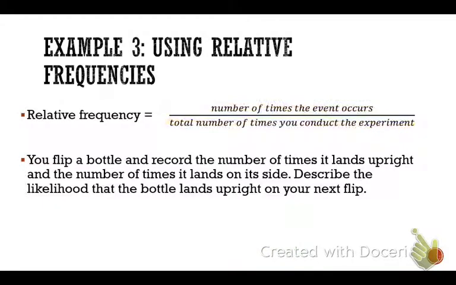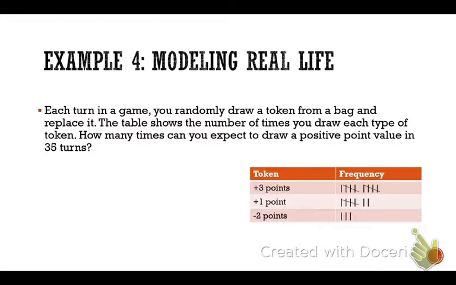Okay, look at example 4. In example 4, let's read it together. It says, each turn in a game, you randomly draw a token from a bag and replace it. So you put it back. That's going to be significant later on, not necessarily for this lesson, but replacing the token does carry some significance, okay? So just take it for what it's worth for now. The table shows the number of times you draw each type of token. So now, and I would have preferred for them to put another word in here, predict. It doesn't say that, but that's what you're doing.